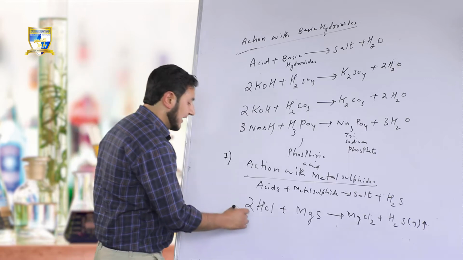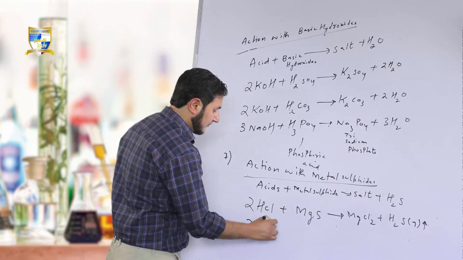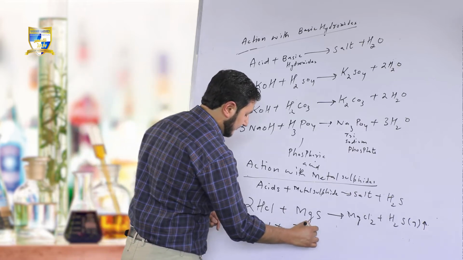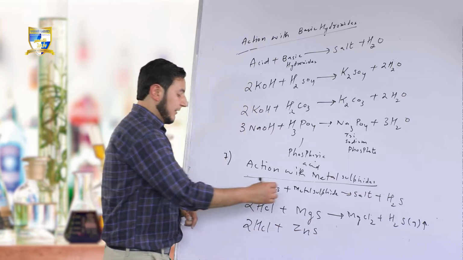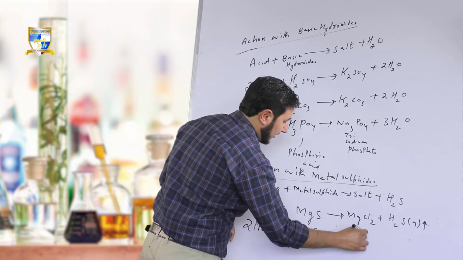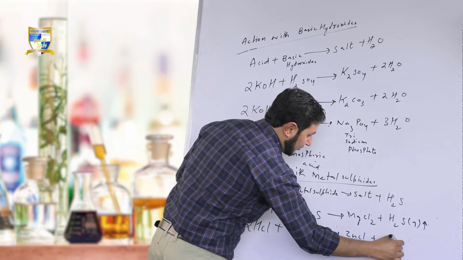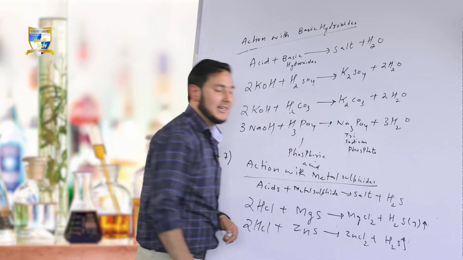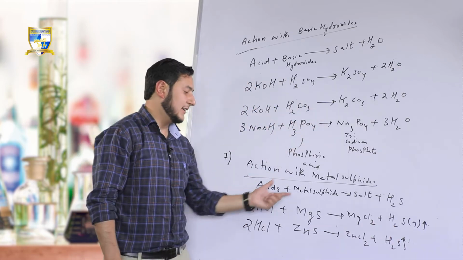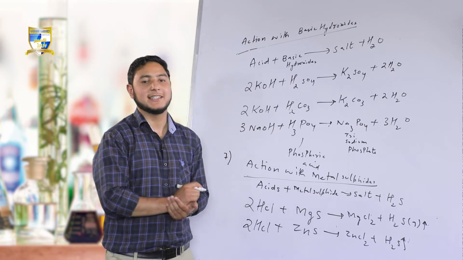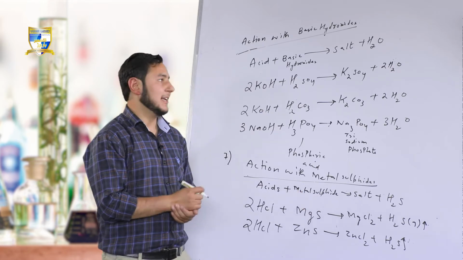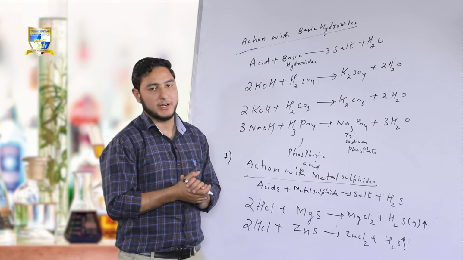We can take another example. Fine. What I am getting will be ZnCl2, zinc chloride, plus H2S, hydrogen sulfide gas. So when acids react with metal sulfides, they form salt and there is liberation of hydrogen sulfide gas. This sums up our chemical properties of acids.